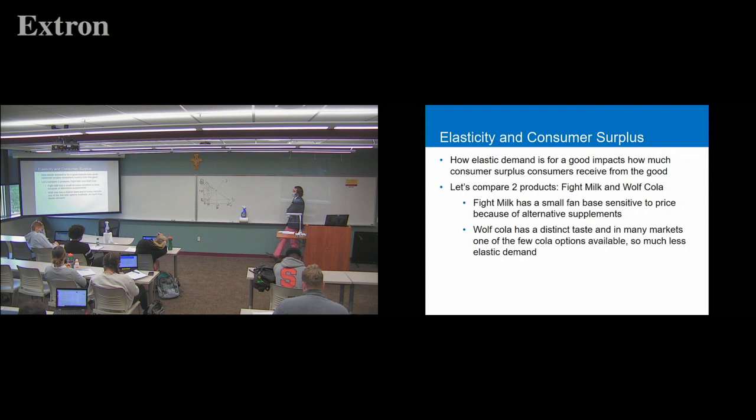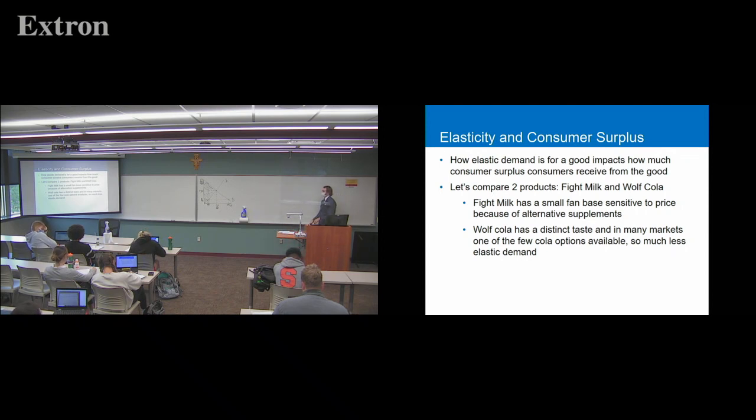Okay, so let's look at how elasticity relates to consumer surplus. How elastic the demand is for a good impacts how much consumer surplus consumers receive from a good. So we'll look at two different products. We'll look at Fight Milk and Wolf Cola. Fight Milk has a small fan base, and they're very sensitive to price because there's a lot of alternative supplements they could be using. So there's a lot of other products that fill the need that Fight Milk fills.